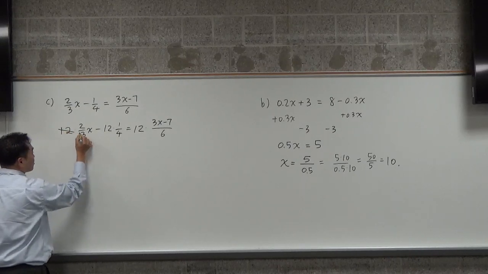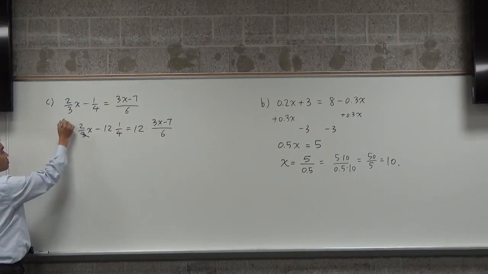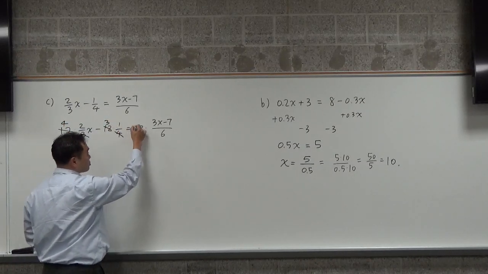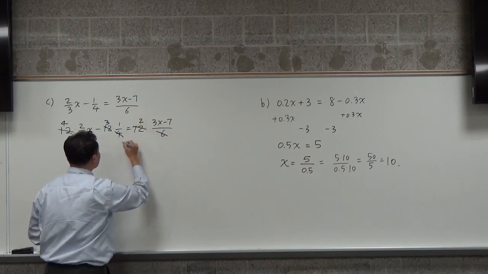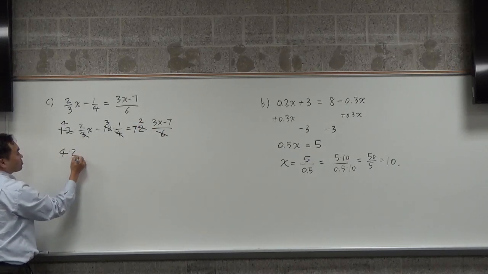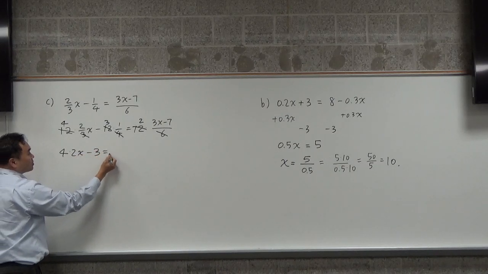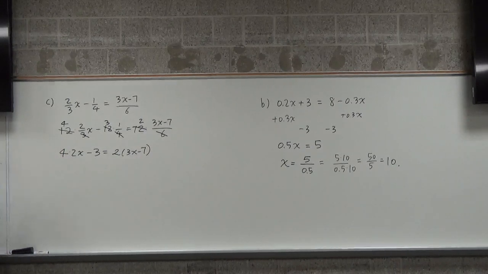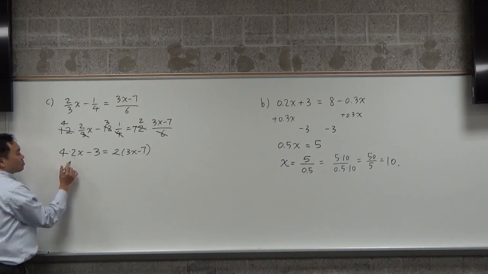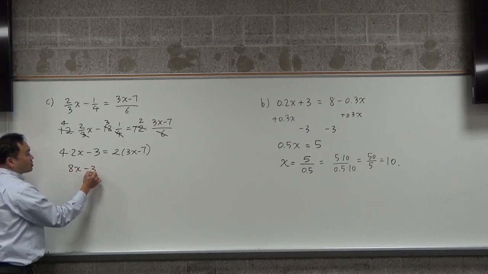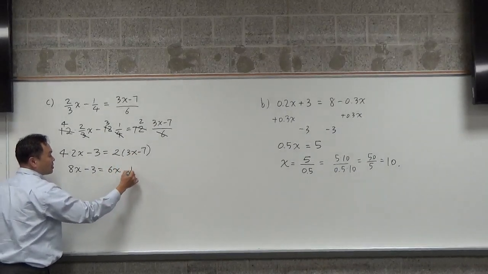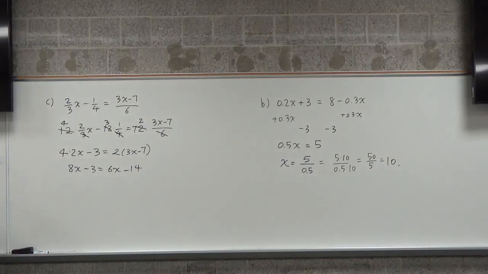And then 12 divided by 3 is 4. 12 divided by 4 is 3. 12 divided by 6 is 2. And that gives you 4 times 2x minus 3, 2 times 3x minus 7. Beautiful, right? You don't have any fractions. Now let's continue. 4 times 2 is 8x minus 3. And then 2 times 3x is 6x. 2 times 7 is 14. So that's what you get.